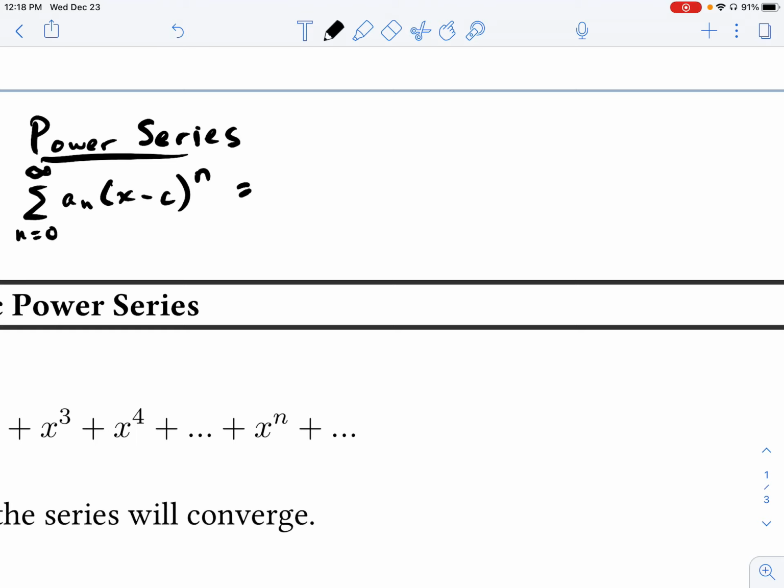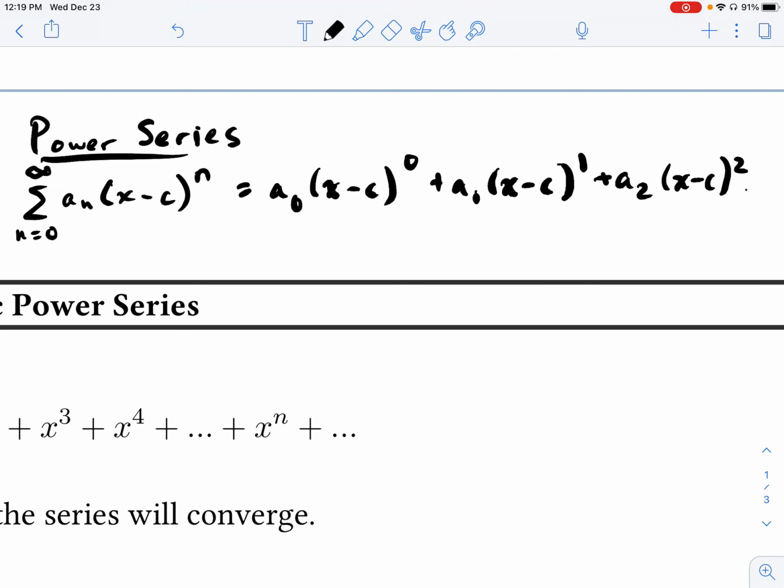So if we think now what these series would look like, we would have something like a sub 0 times (x minus c) to the 0 power plus a sub 1 times (x minus c) to the 1 power. And you see where this is going. And this is an infinite series, so I'm just going to indicate that right there. So this is an infinite power series. And so the first thing you should notice about this that makes it unique is that this is a series that consists of variables instead of just numeric values, right? Instead of just looking at numbers, we're now looking at variables or series composed of variables.